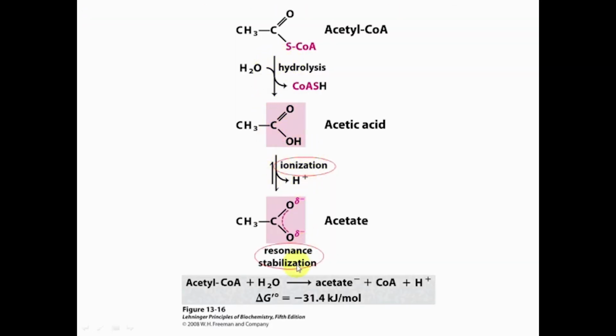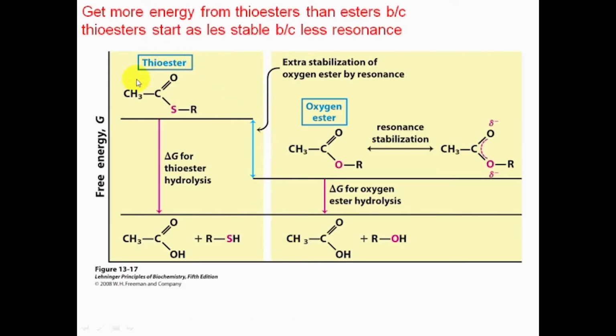So we see ionization, resonance stabilization. Here's the thioester, which means it's a carboxyl group with a sulfur. And this is an ester, which is a carboxyl group with an oxygen. The thioester has a more negative delta G compared to an ester, and that's because the thioester is not able to have resonance. The ester is able to resonate, which lowers its energy by this much. So when you cut that group off, you only get that much energy.